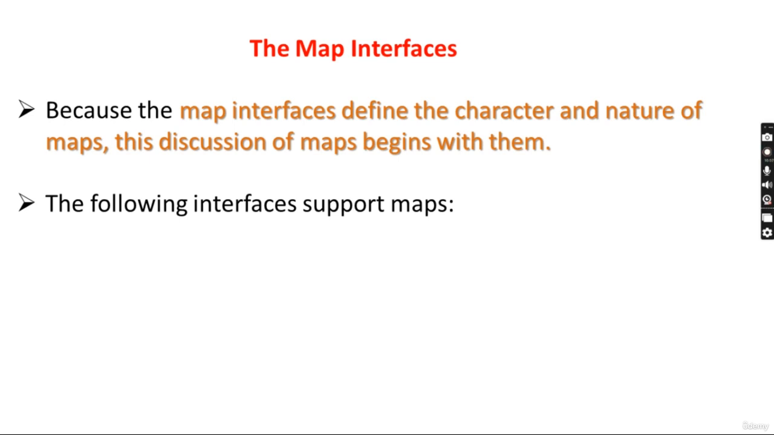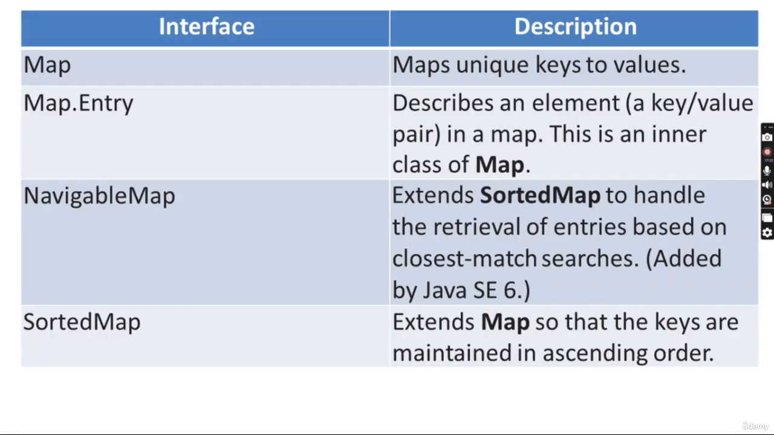So whenever a class is implementing the collection interface, you should know which interface is made for what purpose, and next, which interface has which methods, so that whenever a class implements that interface, you know which methods that class must implement. The same way here, you first have to understand the map interfaces, then we will move to the map classes. The following interfaces support maps.